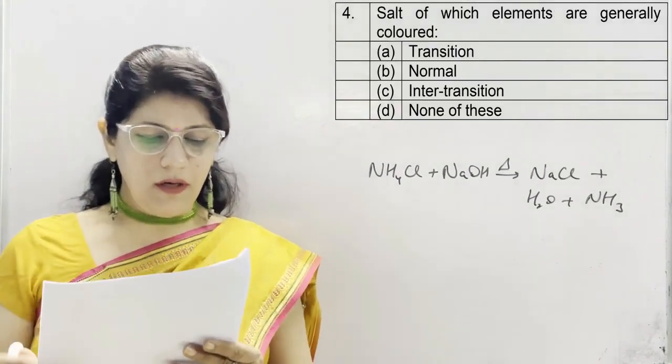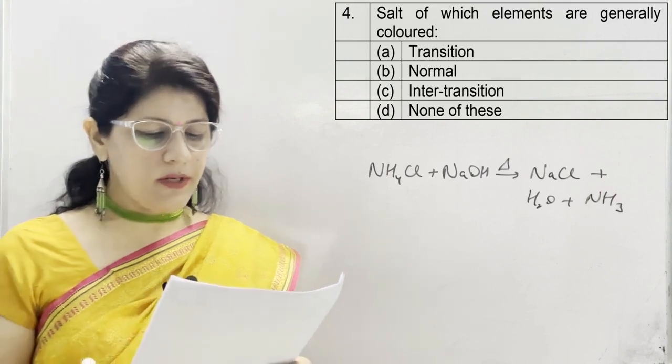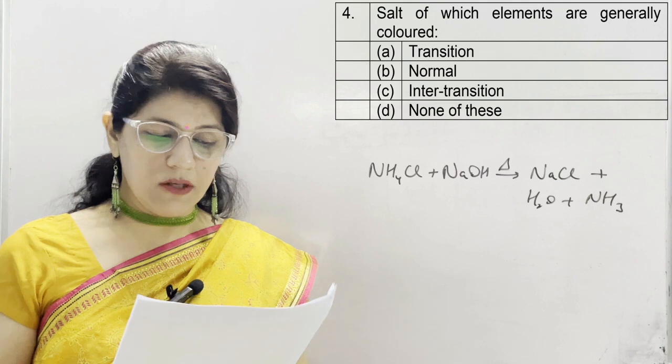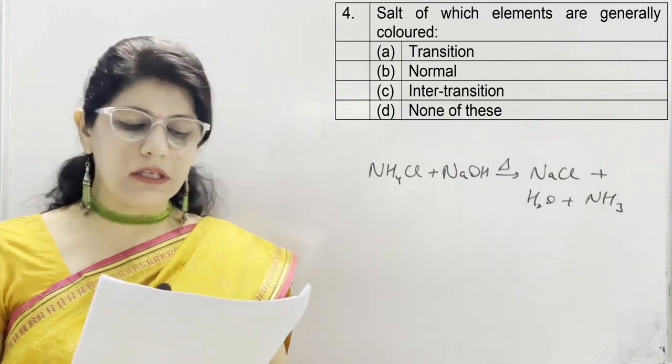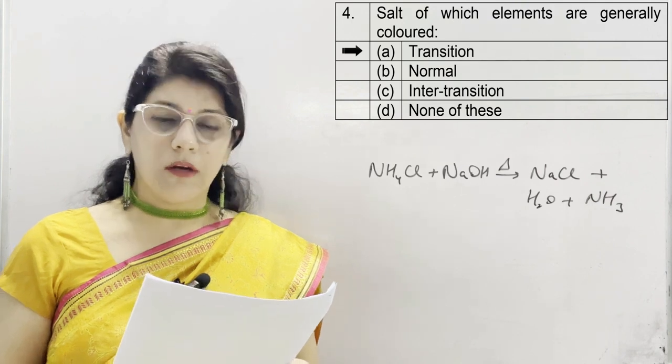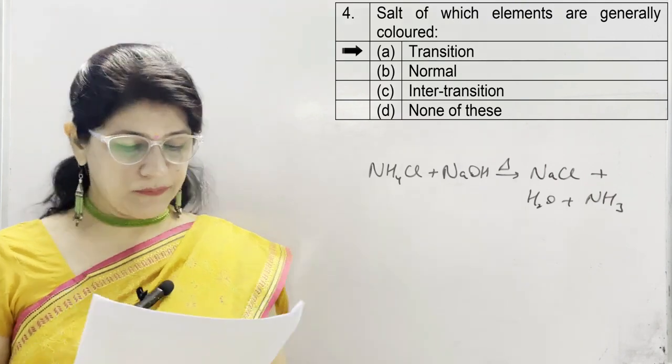Now in question number 4, salts of which elements are generally colored? A is transition, B is normal, C is intertransition and D is none of these. The correct option is A, which are transition metals. It means group number 3 to 12.